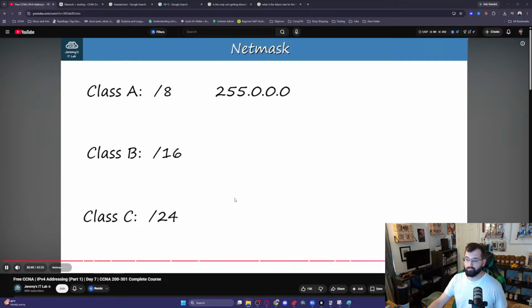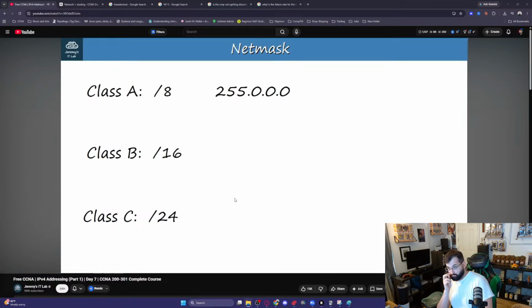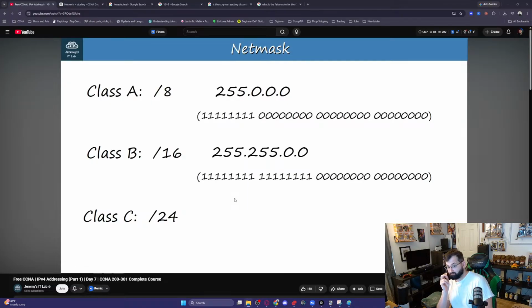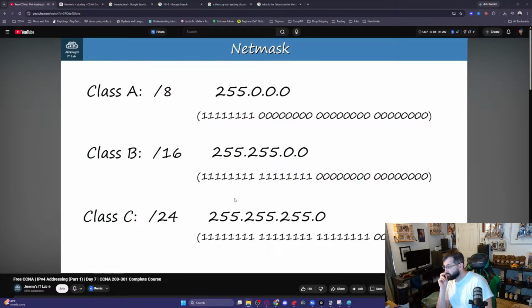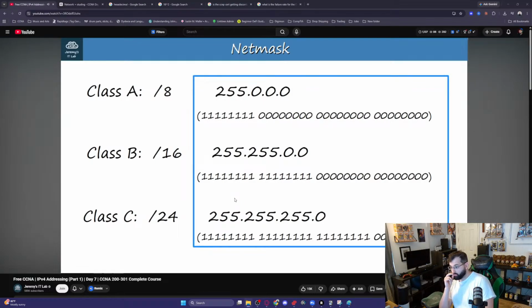For example, the network mask of a Class A address is 255.0.0.0. That's the dotted decimal version of 11111111, followed by 24 zeros. So what do you think the net mask of a Class B address is? It's 255.255.0.0, which is 2 octets of ones, followed by 2 octets of zeros, written in dotted decimal. Finally, what do you think the net mask of a Class C address is? It's 255.255.255.0, which is 3 octets of ones, followed by 1 octet of zeros, again written in dotted decimal notation. So these prefix lengths and these net masks are the same things, just written in different ways.